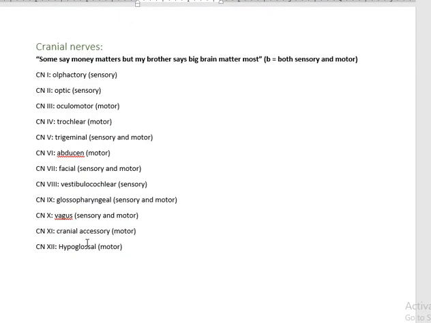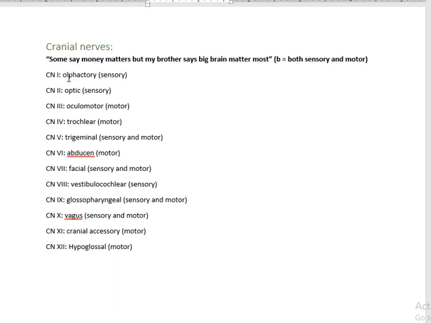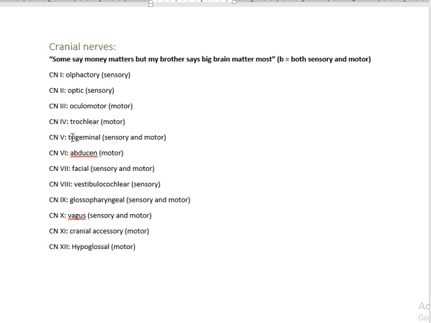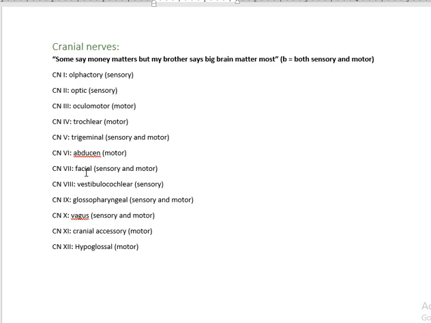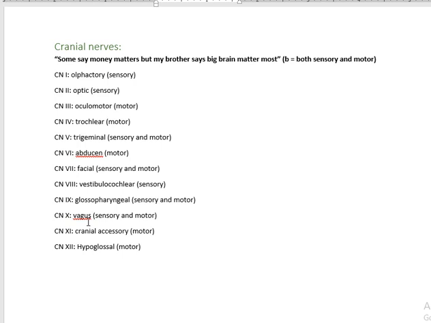Cranial nerves. Now we need to know that there are 12 main cranial nerves. First cranial nerve is the olfactory nerve. Second one is optic. The third one is oculomotor. The fourth one is trochlear. The fifth one is trigeminal. The sixth one is abducent. The seventh one is facial. The 8th one is vestibulocochlear. The 9th one is glossopharyngeal. The 10th one is vagus. The 11th one is cranial accessory, and the 12th one is hypoglossal.